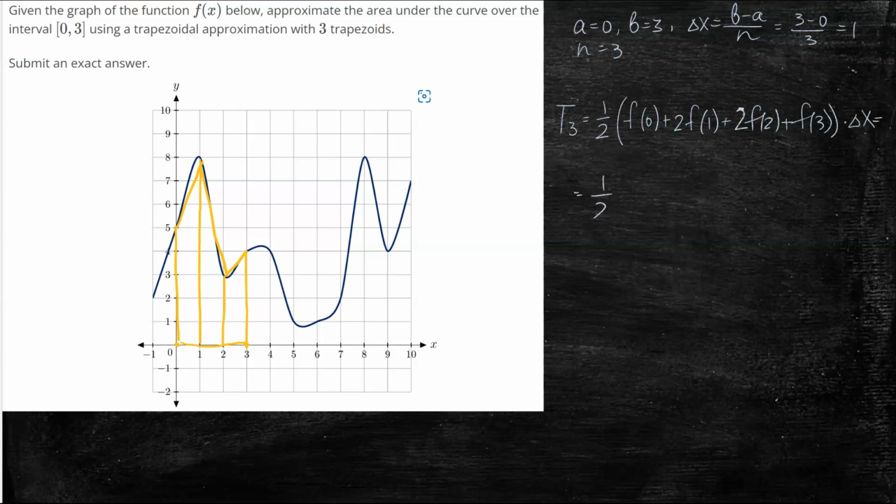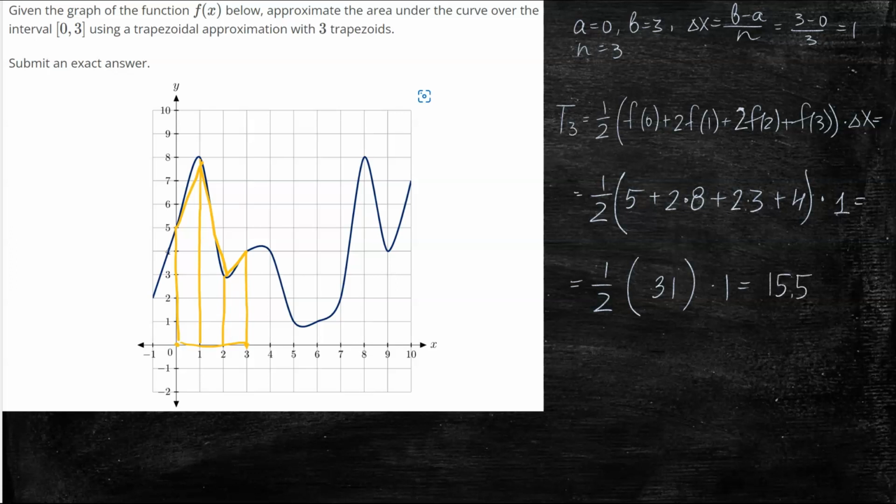And from the picture we can figure out all the ingredients here. So f of 0 is 5, f of 1 is 8, f of 2 is 3, and f of 3 is 4. So the final answer is 16, 21, 27, 31. So it's 15.5 units squared.